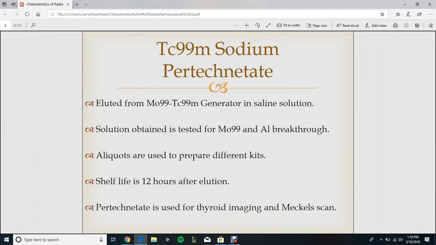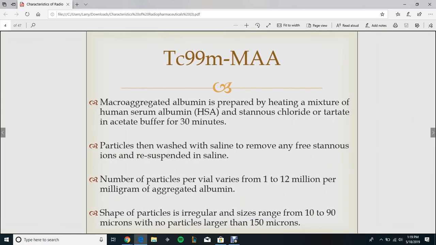Technetium-99m sodium pertechnetate. It's eluted from the moly to tech generator in a saline solution. The solution obtained is tested for moly and alumina breakthrough. Aliquots are used to prepare different kits. Shelf life is 12 hours after elution. The pertechnetate is used for thyroid imaging and Meckel scan.